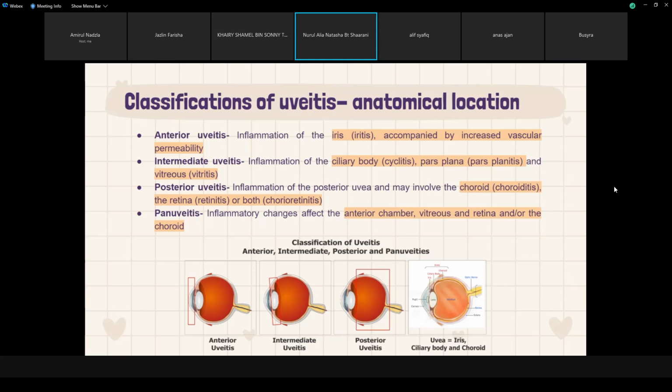The second one is intermediate uveitis, which includes the inflammation of the ciliary body, pars plana. Pars plana is a part of the ciliary body, and also the vitreous. For the posterior uveitis, it includes the inflammation of the posterior uvea and may involve the choroid, retina, or both. And the last one is panuveitis, in which the inflammatory changes affect the whole of the uveal tract. Next slide, please.